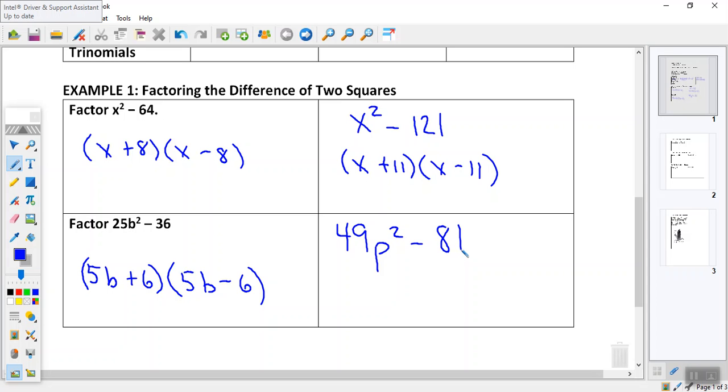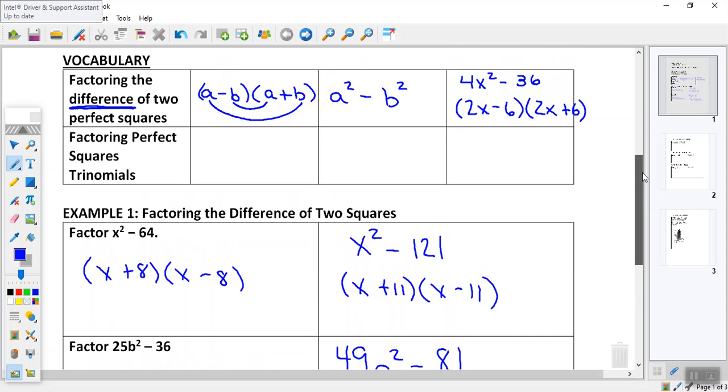Anybody have it? Mr. Andrew, what do you think? In parentheses 7p minus 9, then in other parentheses 7p plus 9. Show of hands, how many agree? I love it. Okay. This only works if the two values in this are both perfect, what? What's the word I'm using? Squares, and there's what sign between them? A minus sign, okay? So that kind of covers the first example up here.